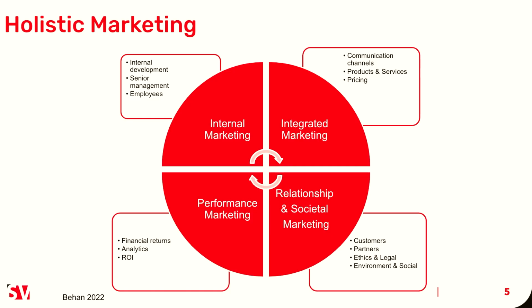The fourth part of marketing is relationship and societal marketing. This is mainly concerned with customers, maybe partners of businesses, the ethics and legalities that the business applies, and their outreach to the environment and social setting around them. That is a very quick outline. We're going to take it a little bit deeper now at each factor.